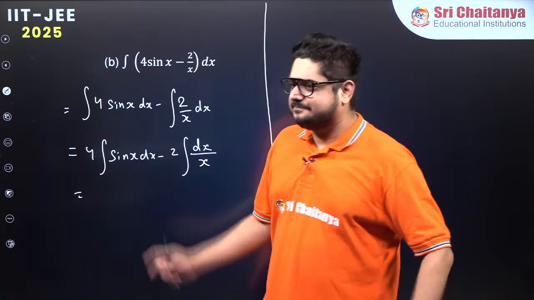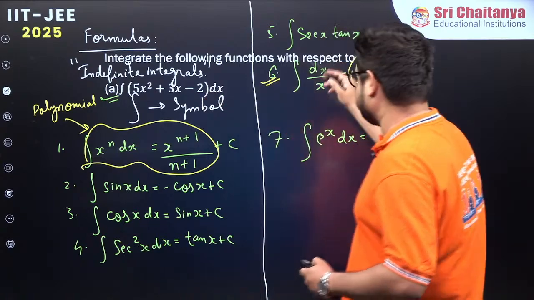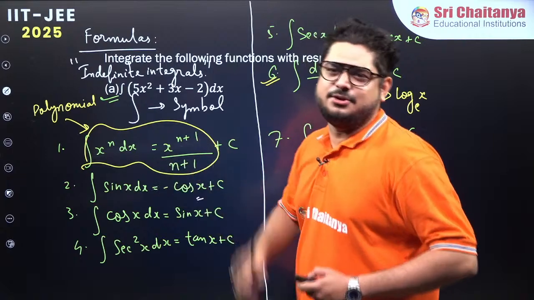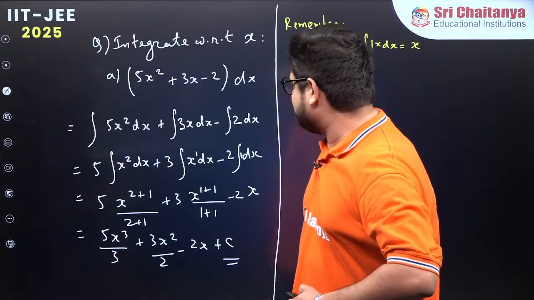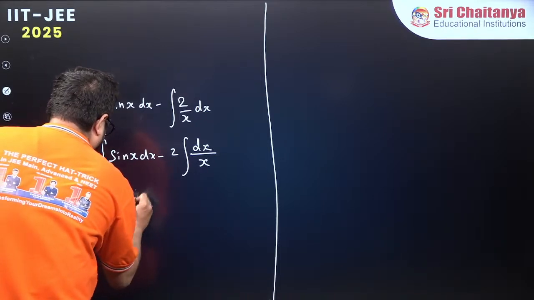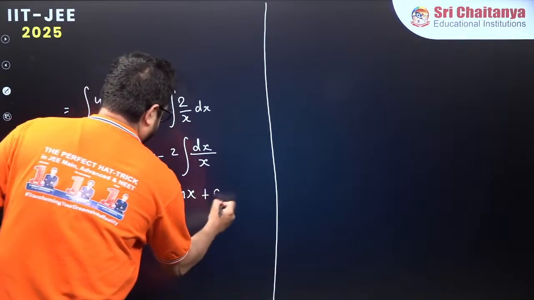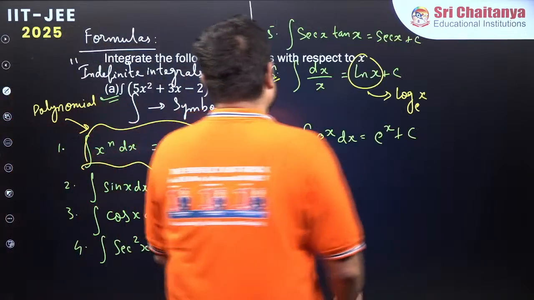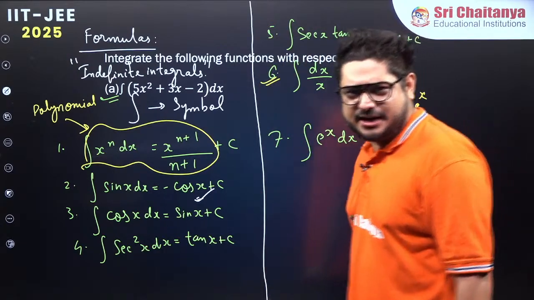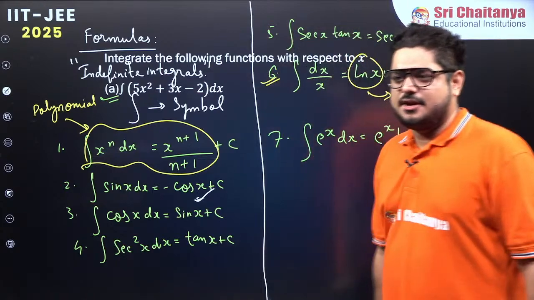We have seen that integral of sin x dx is minus of cosine of x plus c. This is what needs to be used over here, isn't it? So now as a result of that, minus 4 cosine of x minus 2 ln x plus c. Once again I have mentioned this identity, isn't it? We are using these two formulas. Integral of sin x dx is equivalent to minus of cosine of x plus c, and similarly I am using integral of dx by x is ln of x plus c.